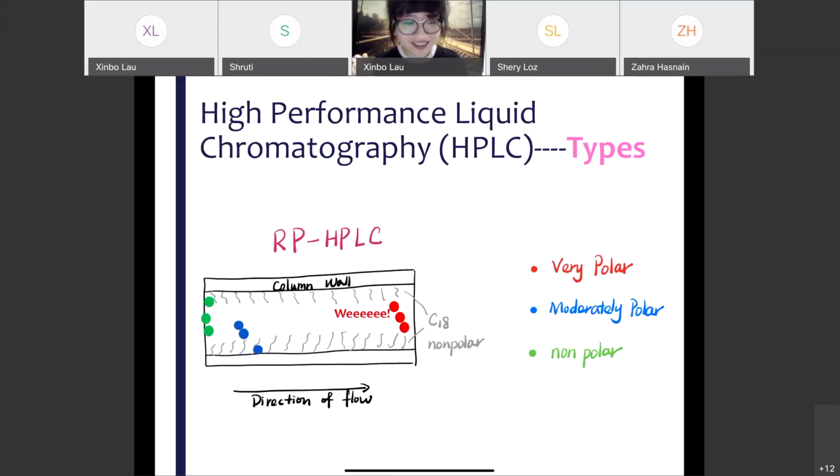So the red one will come out first, then the blue one will come second, and then the green one. The green one is going to stay behind. The reason is that our column itself is non-polar, and the green molecules are also non-polar, so they have stronger interaction and stay longer. That's how this works.